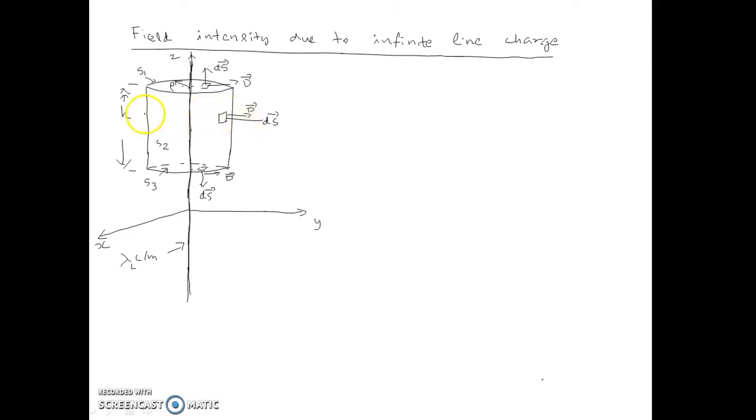And also at all points on S2, D has the same value.